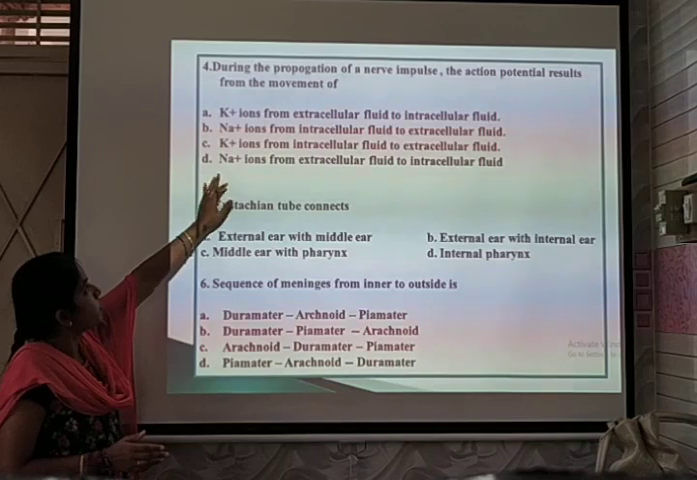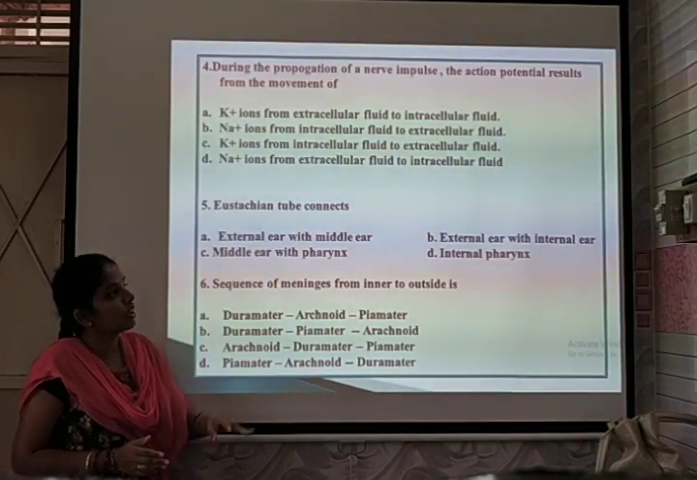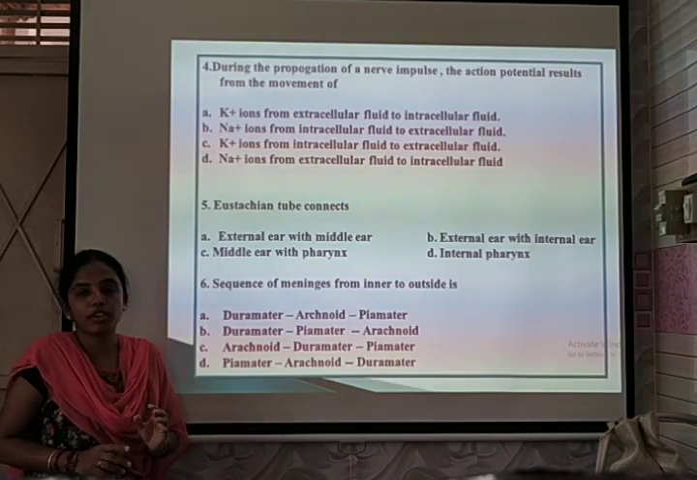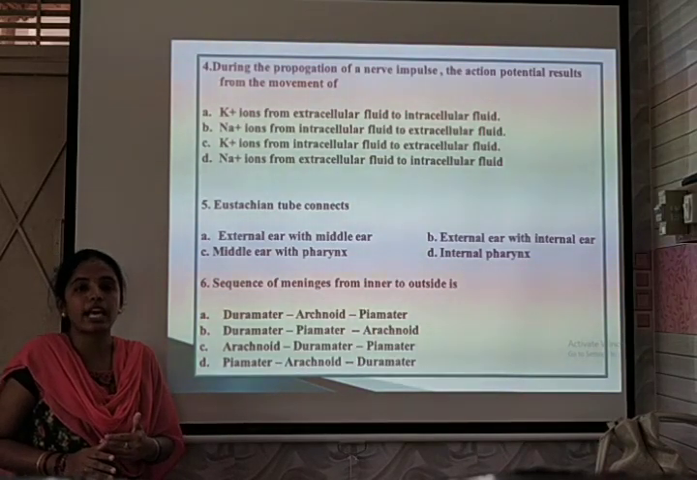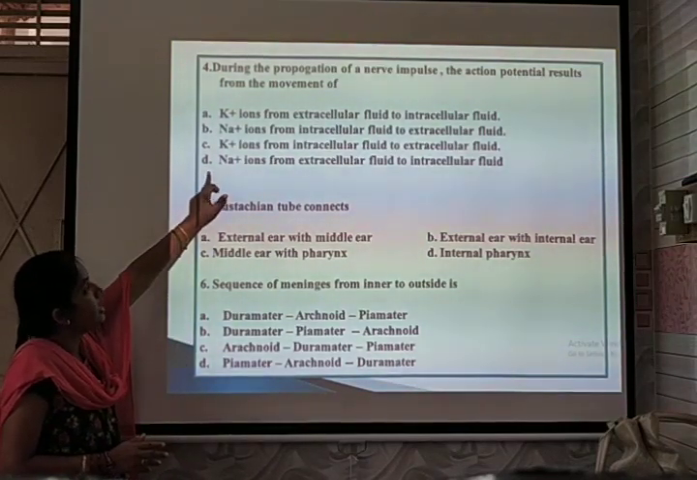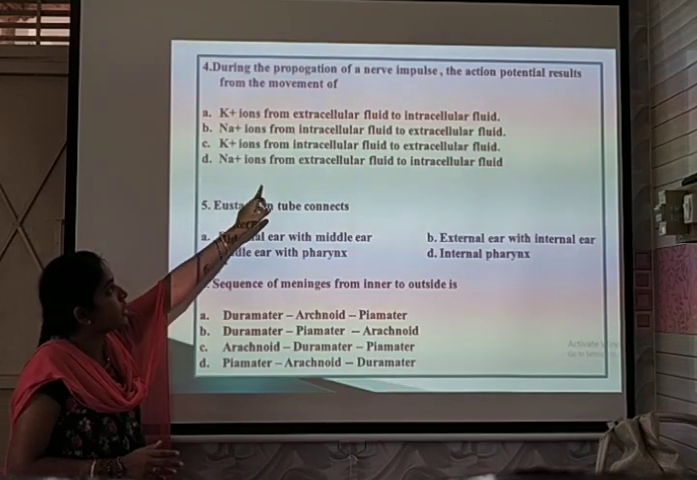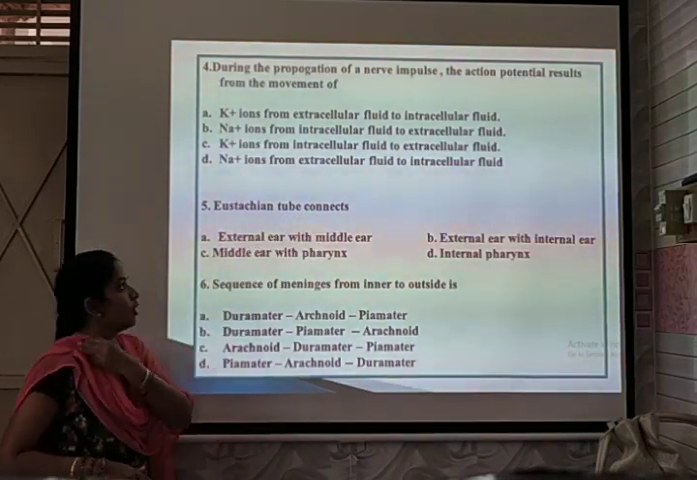Here the D option is Na plus ions that are present in the external cellular fluid moving into the internal cellular fluid by the action of the Na plus K plus pump, with the expenditure of energy called ATP. So for this the answer is D, where Na plus ions present in the external cellular fluid are transferred into the intracellular fluid.